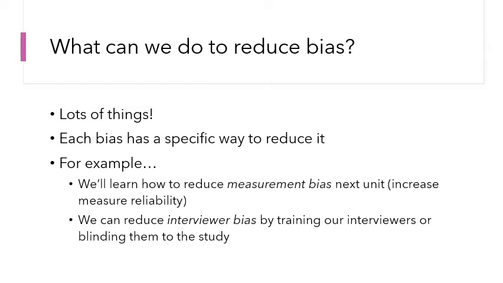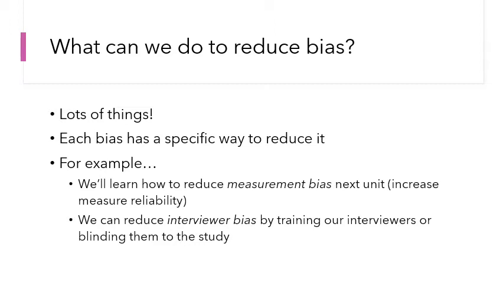For example, measurement bias is a really practical way to try and decrease bias. Because with our measures, a measure that would measure something like depression or anxiety, we have ways of controlling for the biases that exist and seeing how much bias is associated with our measure. We can also reduce interviewer bias by training our interviewers or blinding them to the study.